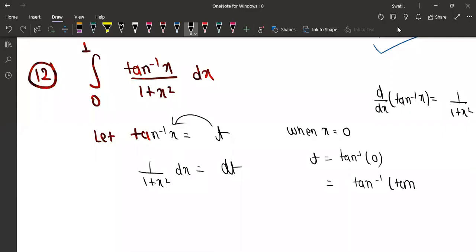So it will become tan 0 only, because tan 0 is 0. Now tan inverse tan theta is 0, so it is 0. So when x was 0, t is 0. So now the new integration will become 0 only. This did not get changed.